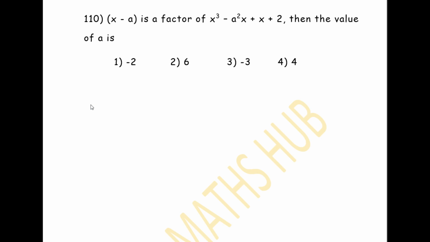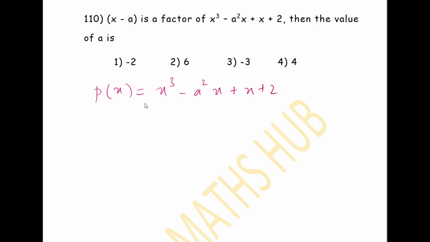x minus a is a factor of x cube minus a square x plus 2, then the value of a is, since, given p of x equals x cube minus a square x plus 2 equals 0.